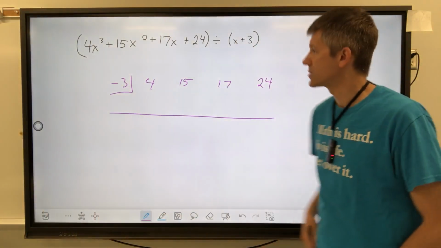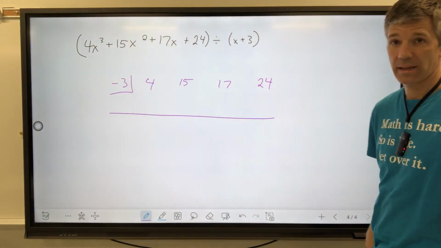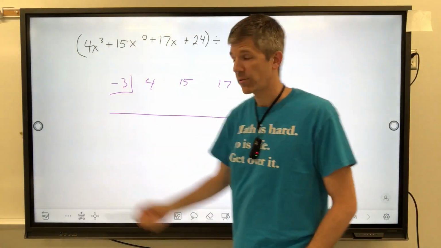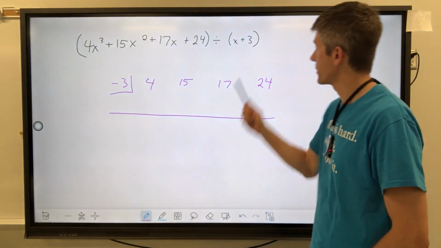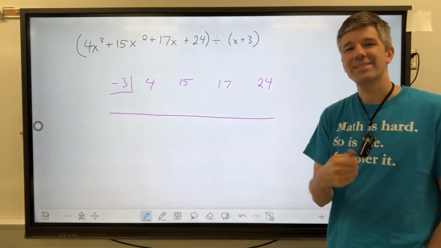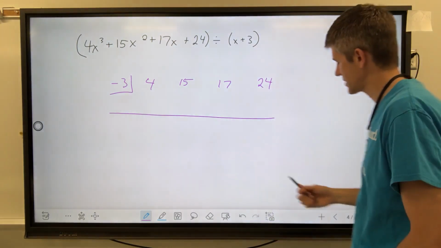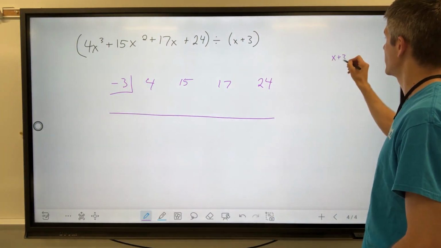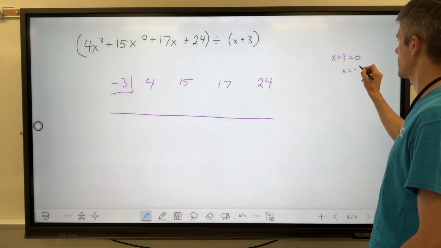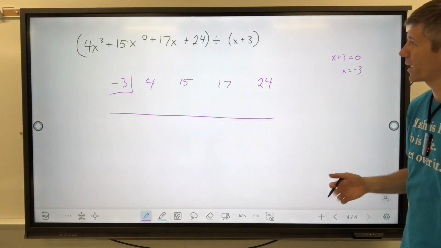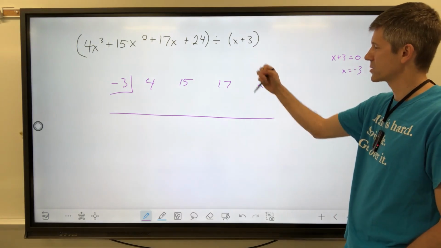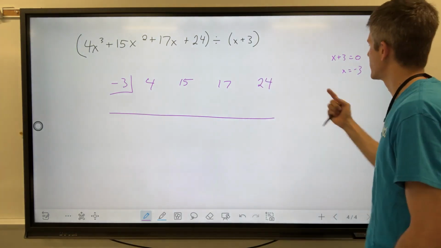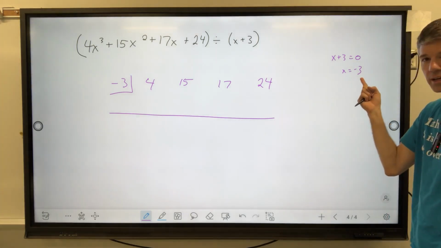Okay. So I think we can very easily identify where the 4, 15, 17, and 24 came from. If you're wondering where this negative 3 came from, it's from this. It's always the opposite, and we've been through this. This is the kind of situation where if I wanted to solve this equation, then I would end up with negative 3. So it's a matter of, well, this could be a factor, potentially, depending on whether or not we have a remainder. But this could be a factor, and this is the root associated with that factor.